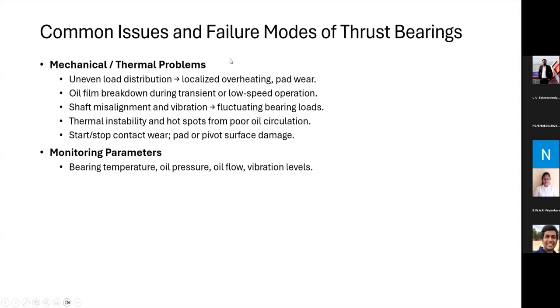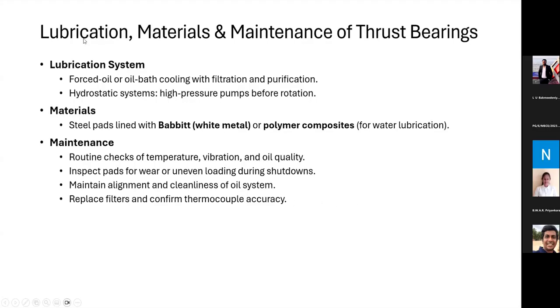What are the common issues and failure modes of thrust bearings? Mechanical and thermal problems are like uneven load distribution, oil film breakdown during transient and low speed operation, shaft misalignment and vibrations, thermal instability and hotspots from poor circulation, and start and stop contact wear, pad or pivot surface damage. For monitoring parameters, we have the bearing temperature, oil pressure, oil flow, and vibration levels.